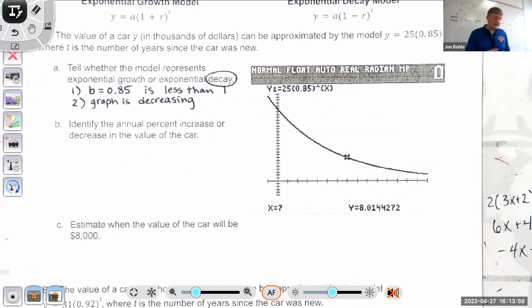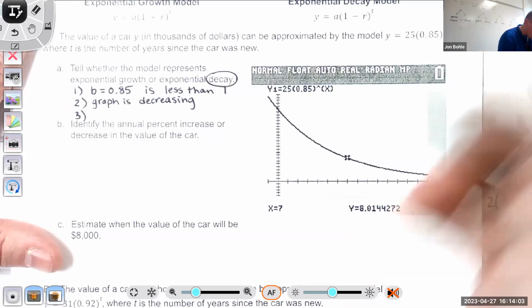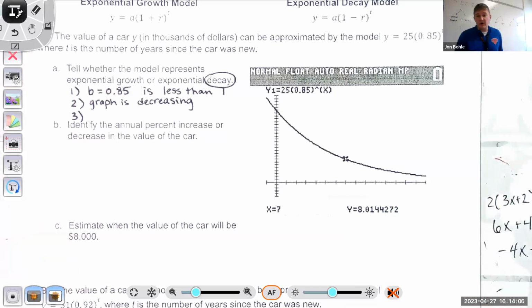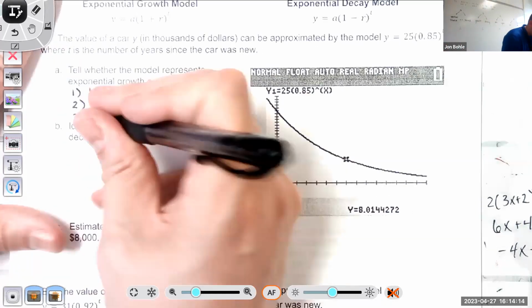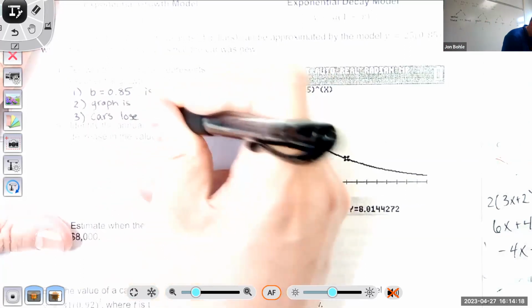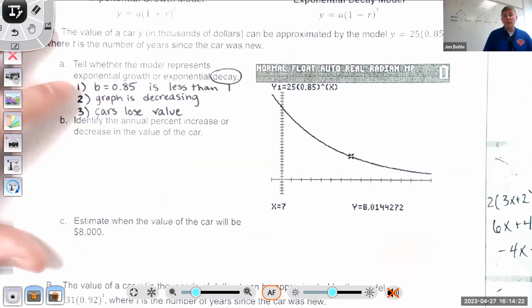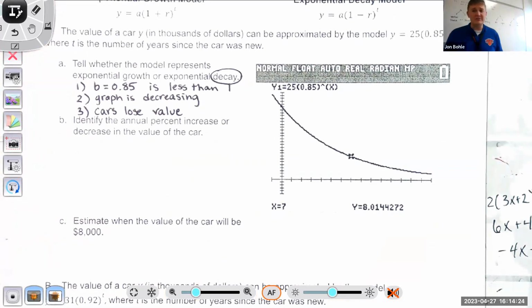And the last reason I know that this is a decay function is the third reason, and that is in this situation, we're talking about the price of a car. Unless it's some special collector kind of car, cars depreciate in value. They lose value the minute you drive them off the lot. So if you want to give me a contextual reason, a reason based on the graph, or a reason based off the equation, any of those 3 are going to be just fine with me.